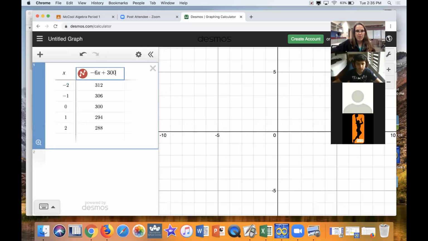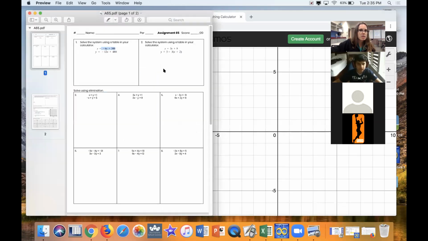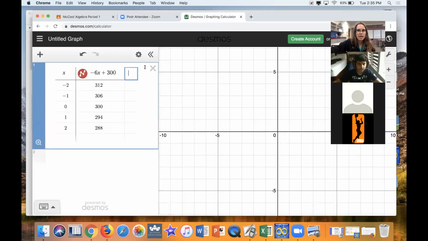And then I need to either arrow over or click over and type the second equation. Y equals negative 12x plus 480. And I just have to make sure, it won't work if you type y equals.